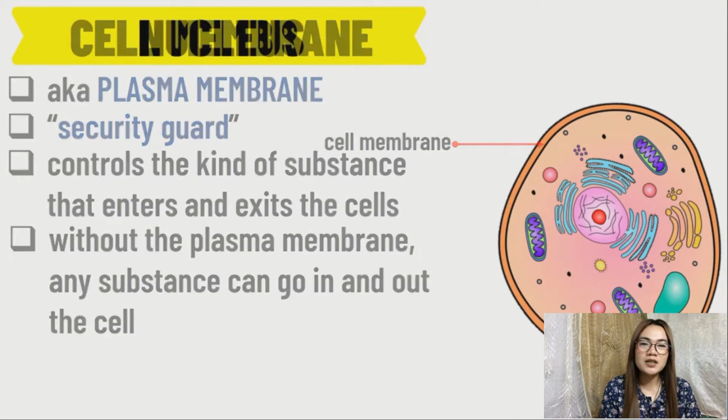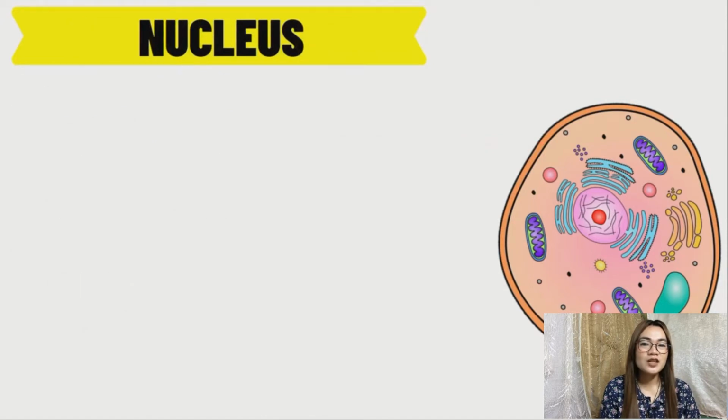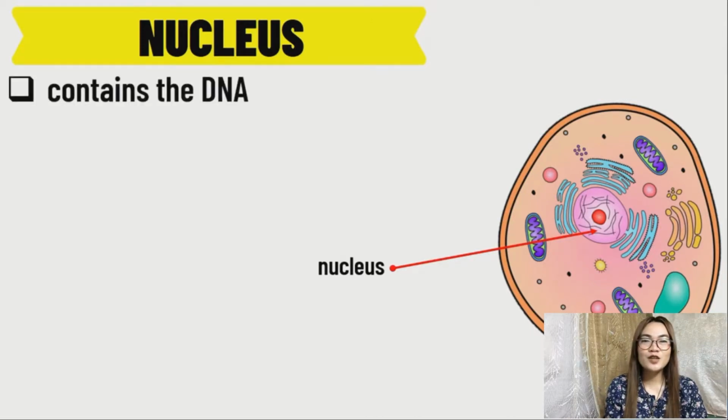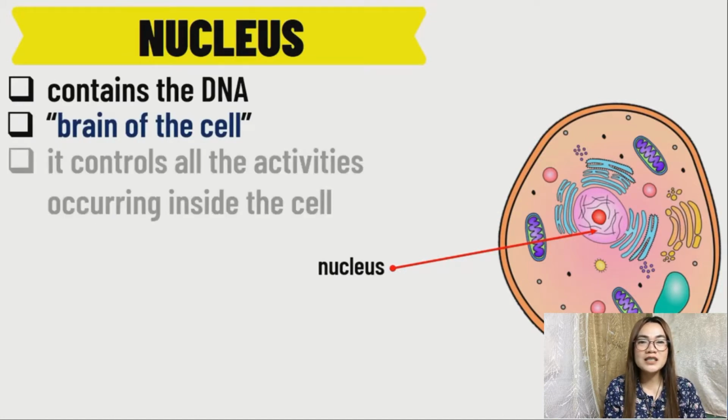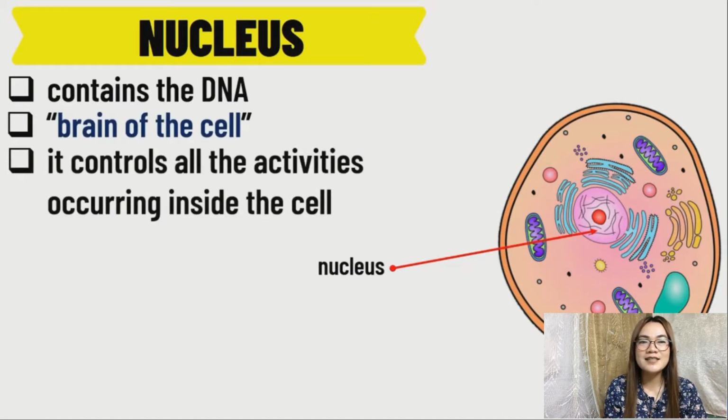The next part is the nucleus. The nucleus is the most noticeable part of the cell. It appears circular or oval in shape. It contains the deoxyribonucleic acid or DNA, which is the hereditary material that carries genetic information in all living things. It is called the brain of the cell because it controls all the activities occurring inside the cell.